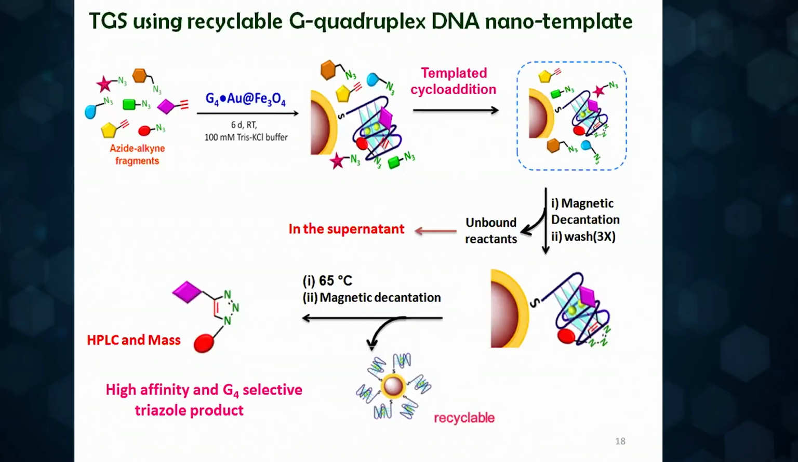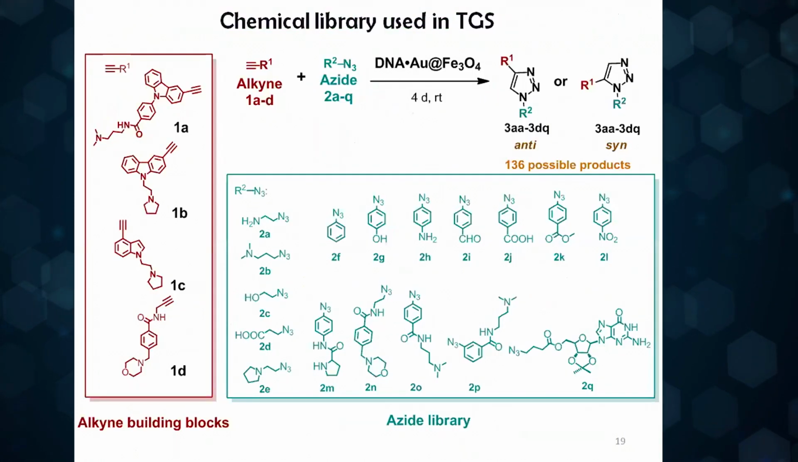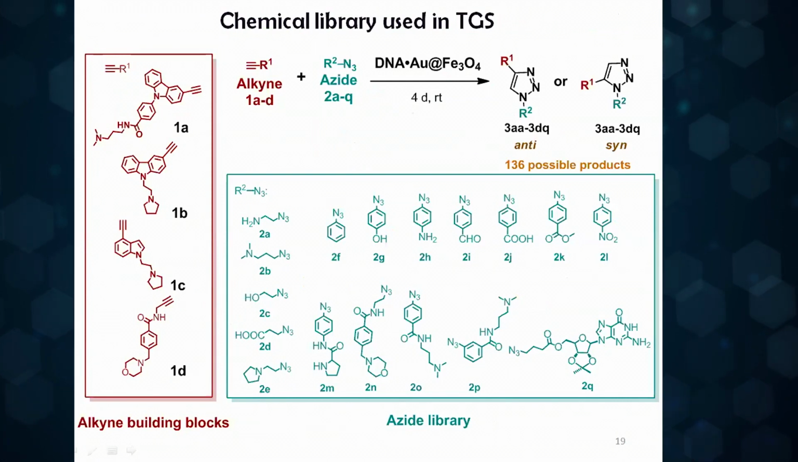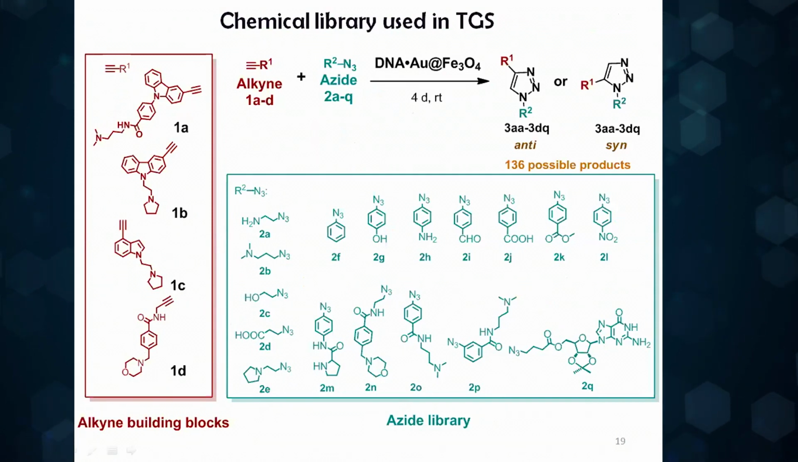cycles. So we have developed a multi-component chemical library consisting of 4 different alkynes and 17 different azides. The combination of these alkyne and azide fragments could provide 136 possible triazole products, which are likely to interact with the DNA quadruplexes and i-motifs by using pi-stacking and electrostatic interactions.